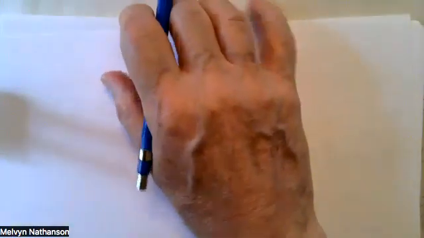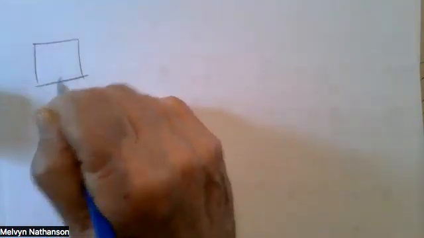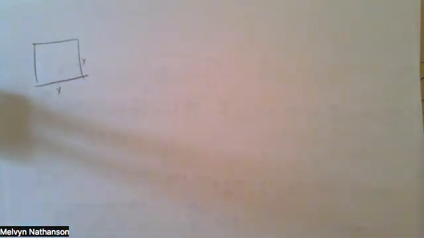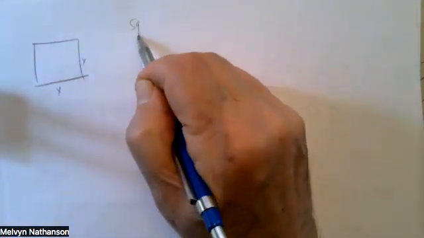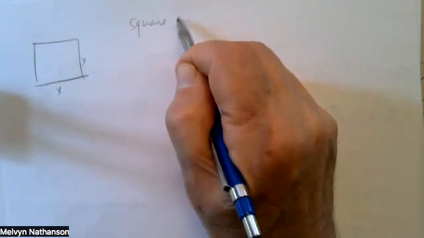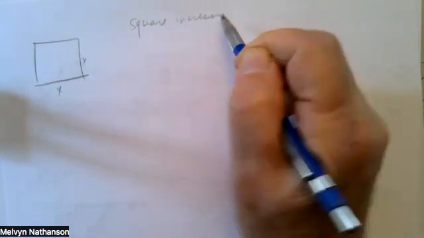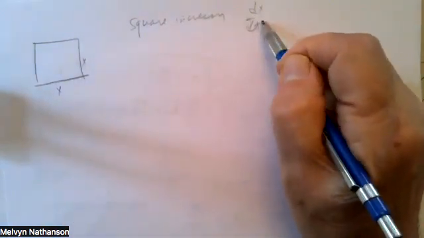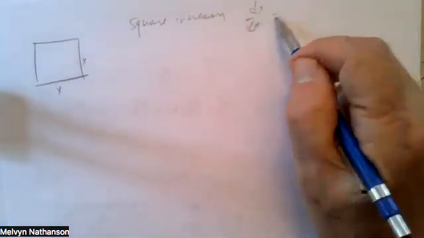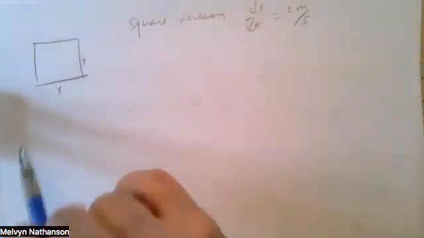All right, let's look at some more problems. We'll start with some geometrical problems. Suppose we have a square whose side is x. And the square is increasing, getting bigger. We're increasing the side of the square at a rate dx/dt equals 2 meters per second.